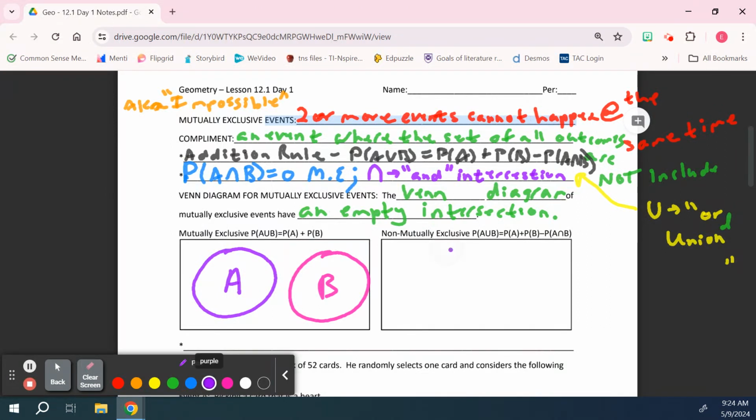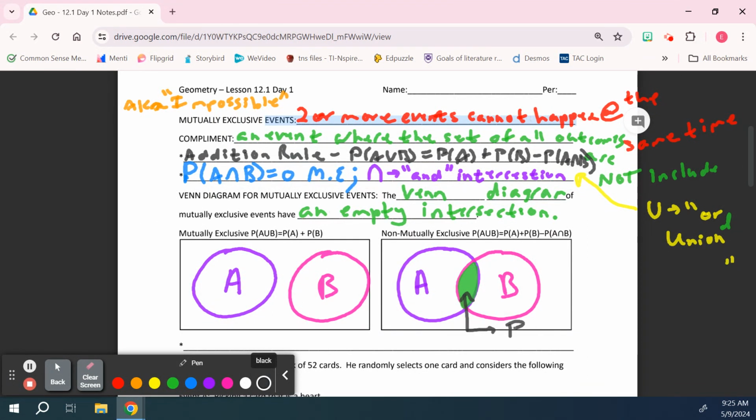Now, non-mutually exclusive means that you're going to have event A, you're going to have event B, and something's going to overlap right here. That overlap is the probability of A intersect B. And that means here it's equal to 0. Here it's not equal to 0.